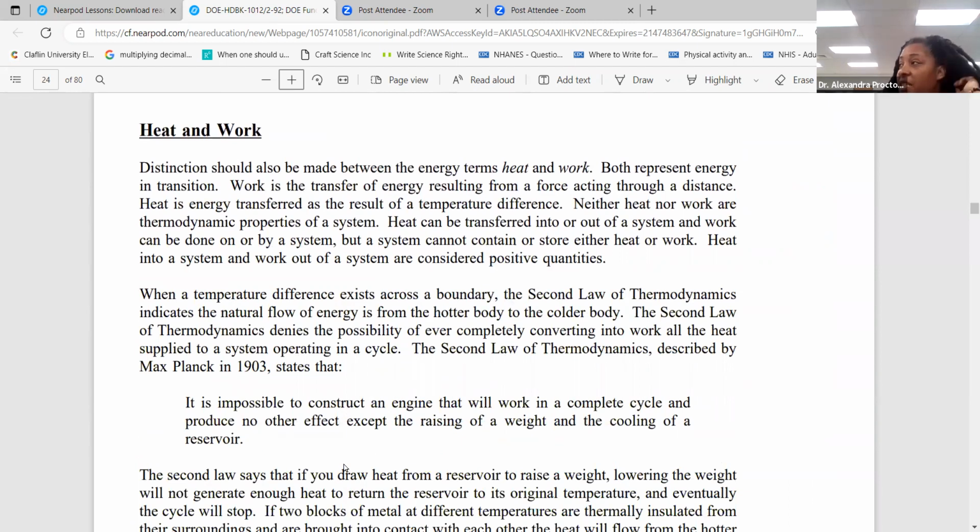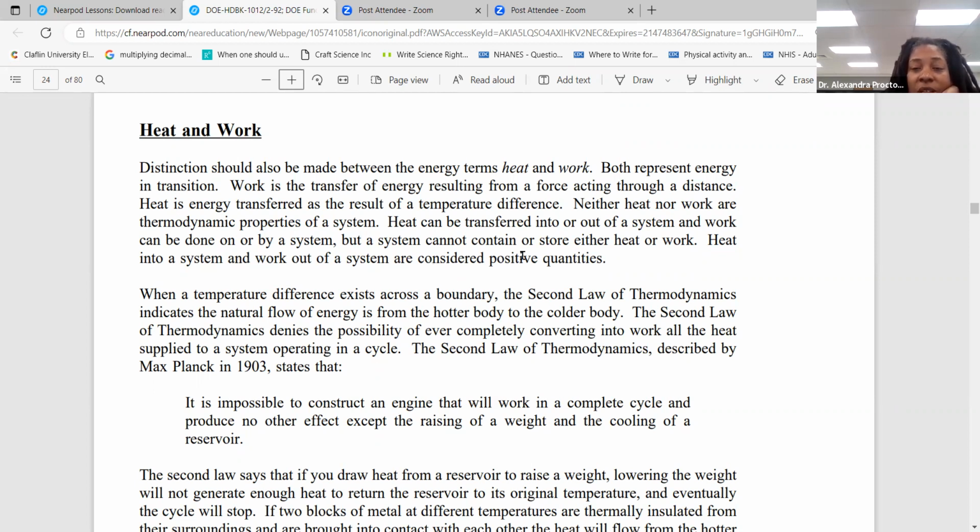Also, you need to make the distinction between heat and work. The distinction should also be made between these two. They both represent energy in transition. Work is the transfer of energy resulting from a force acting through a distance, and heat is energy transferred as a result of a temperature difference.